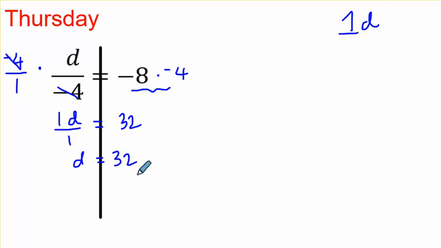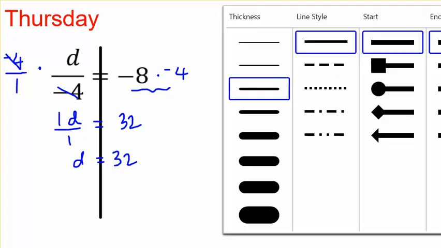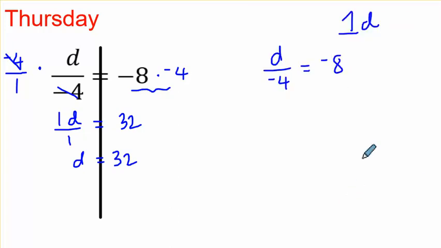Now let's do the check. So I'm going to write my original problem. d divided by -4 is equal to -8. And now we're going to do the parenthetical promise. So in place of the d, I'm going to write parentheses and I'm going to plug in the value that I think it is. And I think right now it's 32. And then I'll go back to my regular blue and I will finish it up.